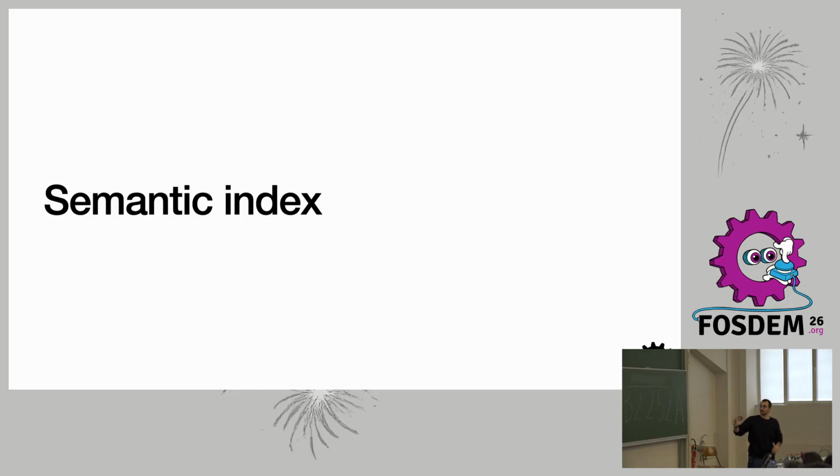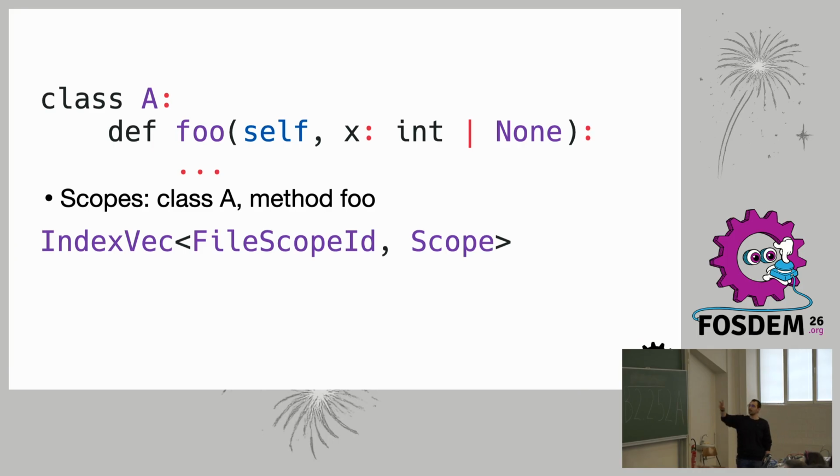Now let's look at the semantic index more closely with some examples of stuff that it records for us. Here I have a class and a function inside of it, so a method, and these two create two scopes. I have the class scope, and then I have the function scope. We need to record these scopes, so later when you, for example, are looking up variables in the method foo, you can know what the parent scopes are, so you can walk up the scopes and see all the variables that are visible to us there.